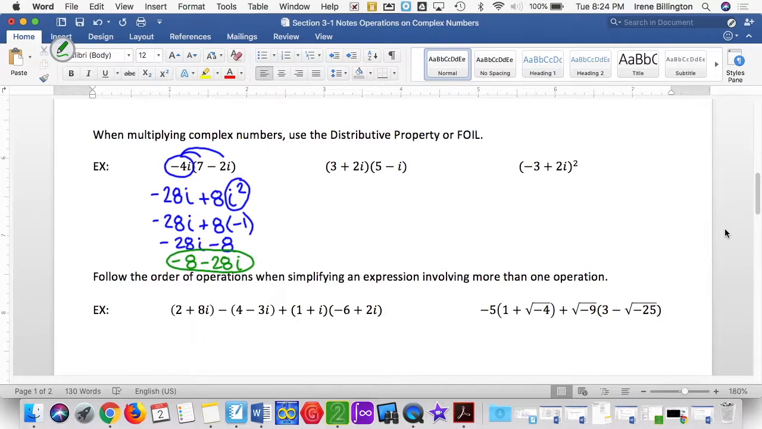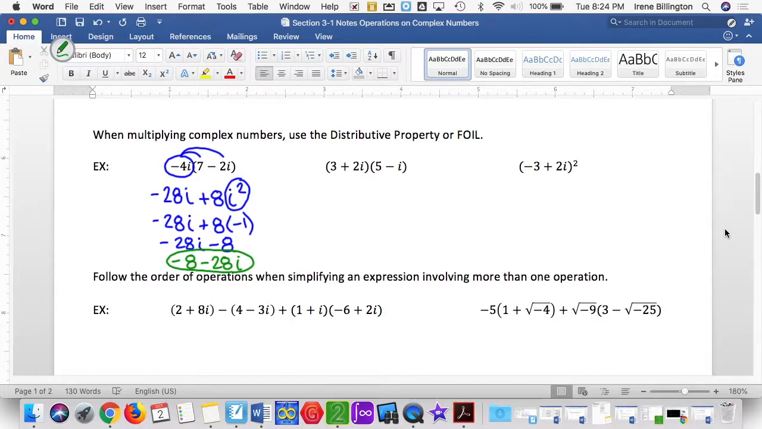Now, I said we'd come back to FOIL. On this next example, 3 plus 2i times 5 minus i, we are multiplying two binomials together because each of those expressions has two terms. The first expression has the terms 3 and 2i, and the second expression has the two terms 5 and negative 1i. So in order to multiply these two expressions together, we have to use what is called FOIL, which is simply saying you need to multiply each part of the first expression by each part of the second expression.